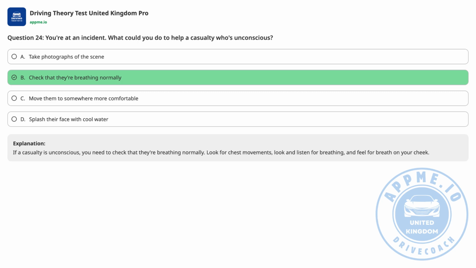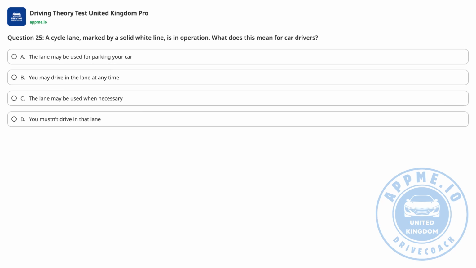The correct answer is B. Question 25. A cycle lane, marked by a solid white line, is in operation. What does this mean for car drivers? A. The lane may be used for parking your car. B. You may drive in the lane at any time. C. The lane may be used when necessary. D. You mustn't drive in that lane.